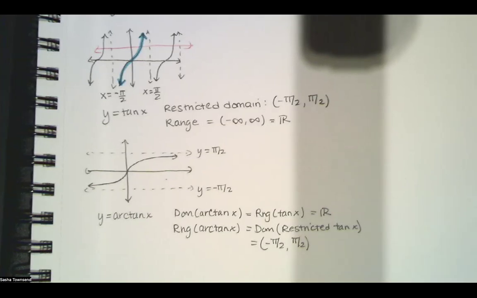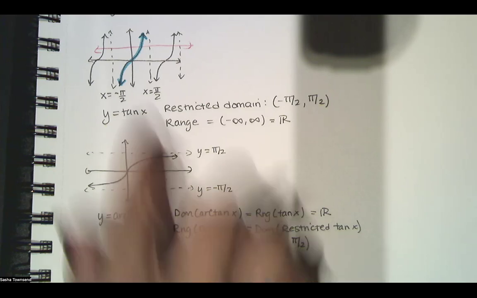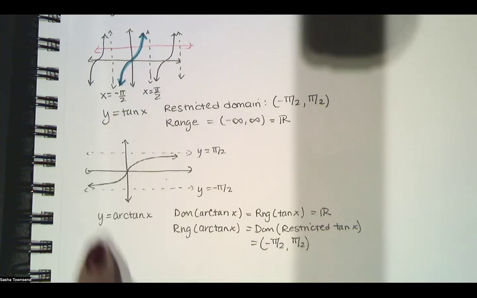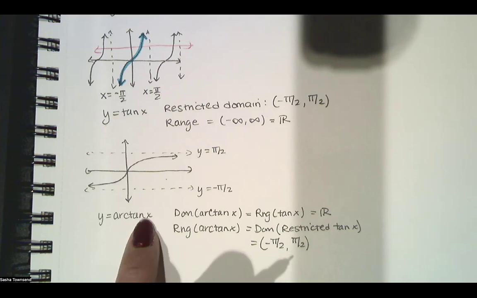So inverse trig functions give you angles. The output is always an angle. And you say, well, what is that angle? It's an angle in the restriction of the original function. So arctangent of x is going to give me an angle between negative pi over 2 and pi over 2. Arcsine of x is going to give me an angle between negative pi over 2 and pi over 2 inclusive. Arc cosine of x gives me an angle between 0 and pi inclusive.